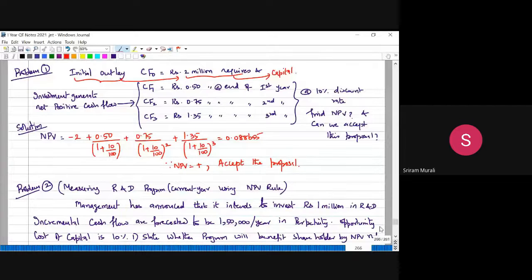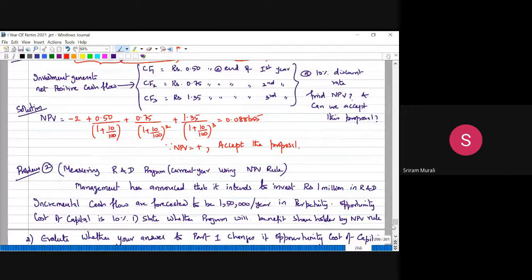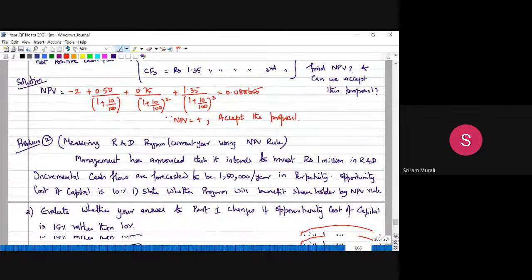Problem number 2. Don't worry, this kind of question will not come in the exam. It will be very useful if you do CA final, CA inter, or if you come to BCom final year, you will learn this in financial management.